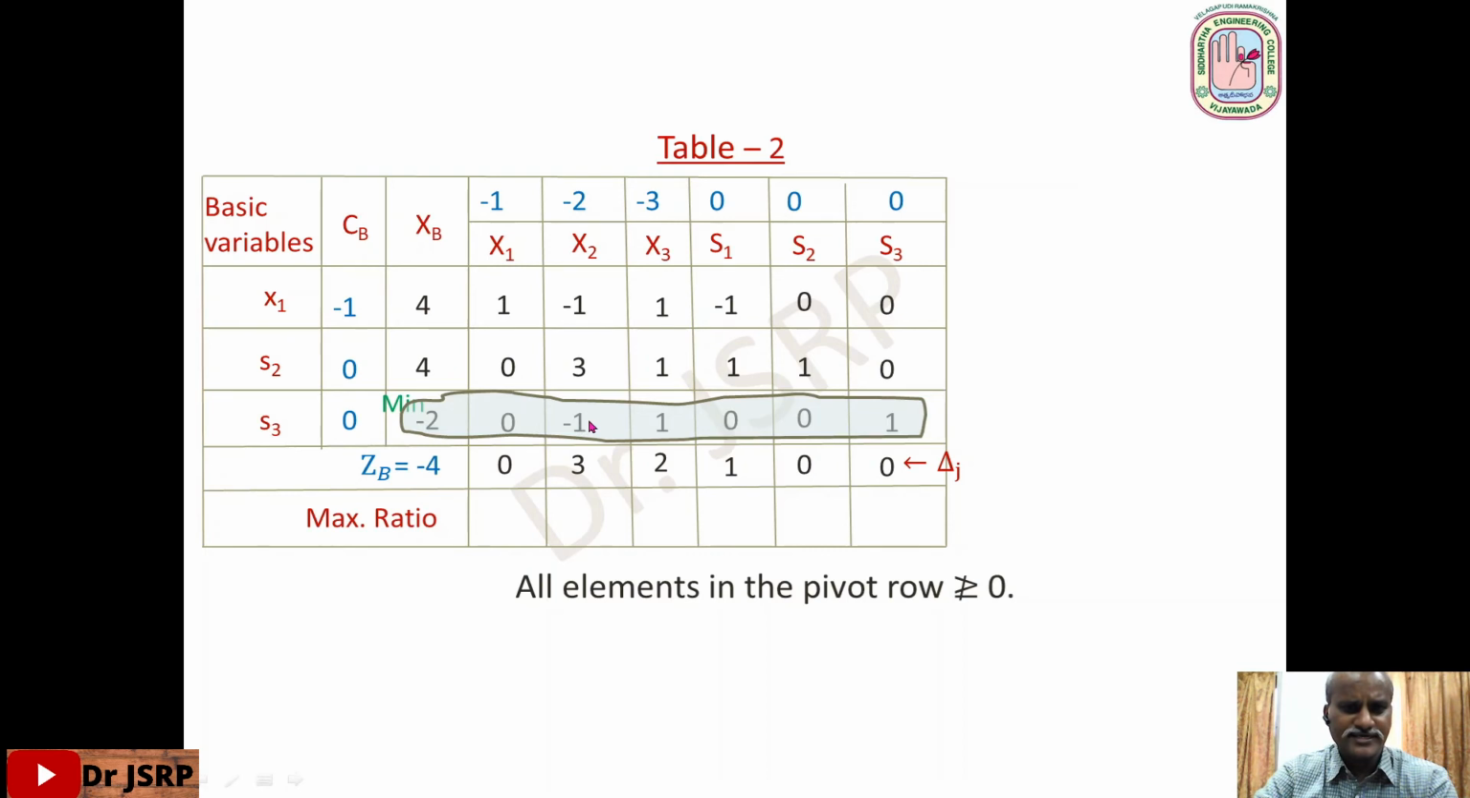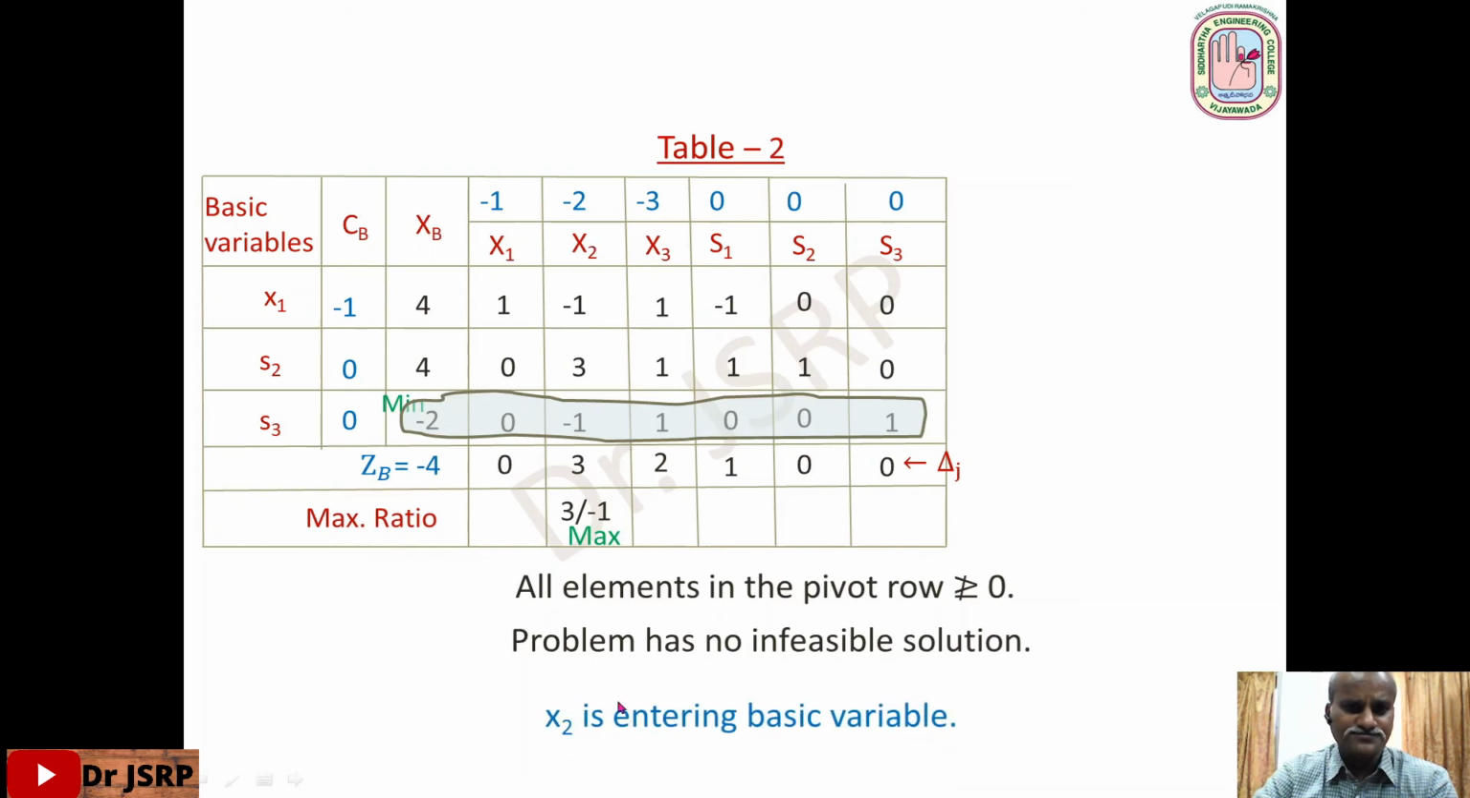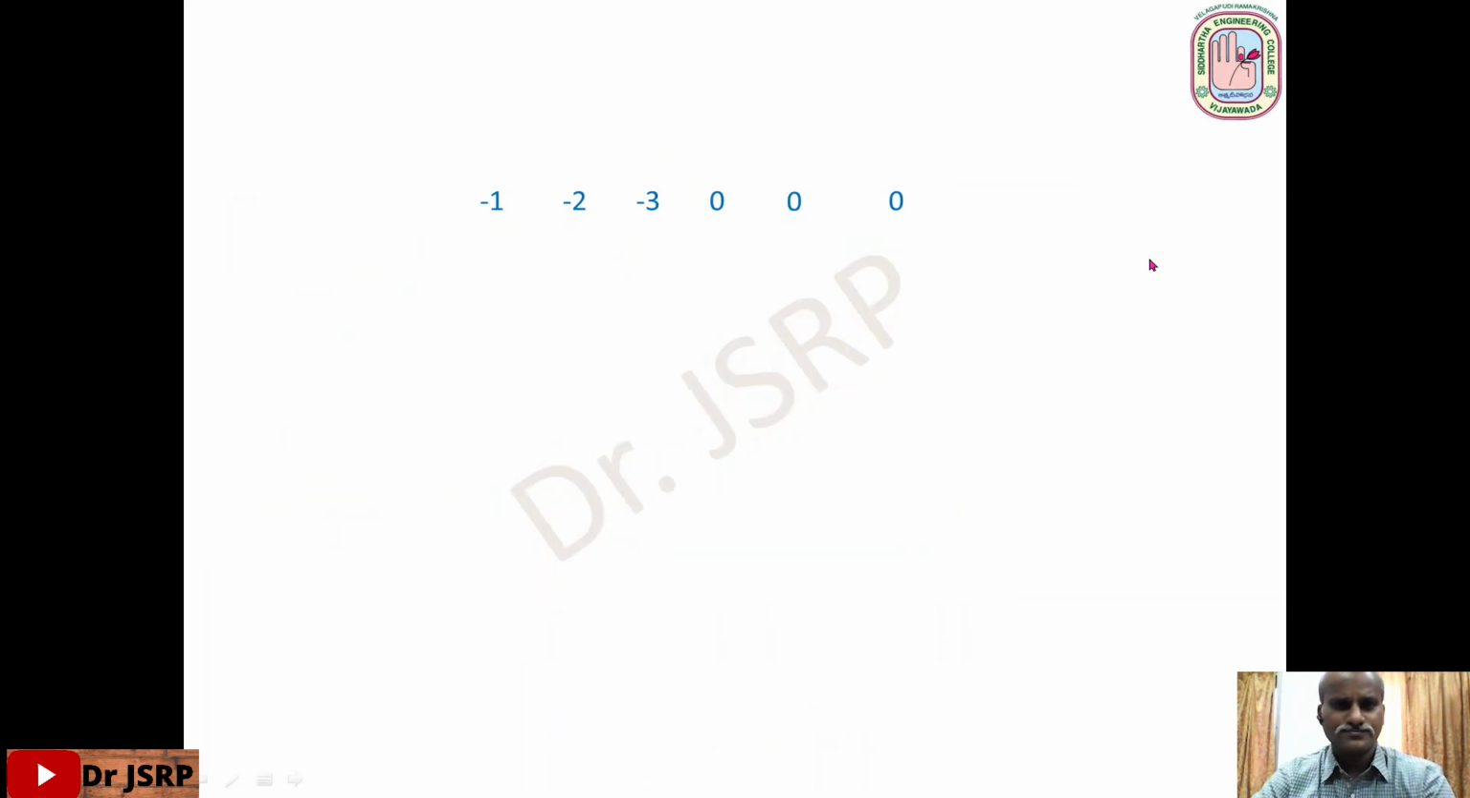So this is a negative entry and the delta J value is 3. So 3 by minus 1. All other entries are greater than or equal to 0. So we have only one ratio, which is itself the maximum ratio, and the corresponding variable x2 is the entering basic variable. So in the next solution, this variable S3 is replaced by x2.